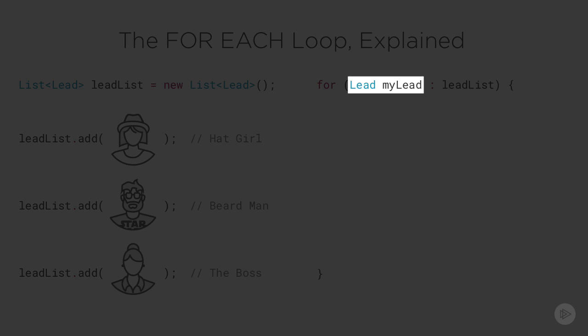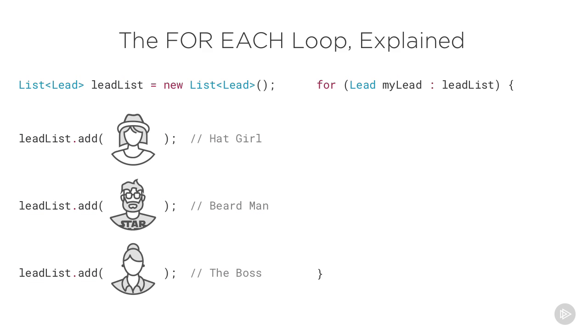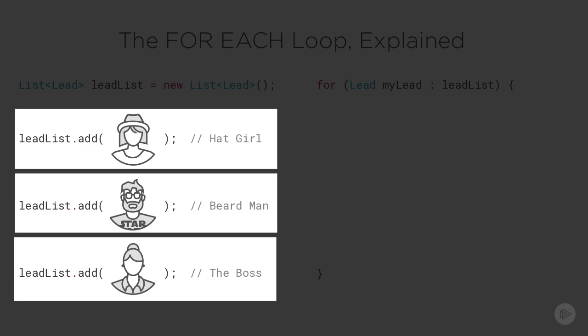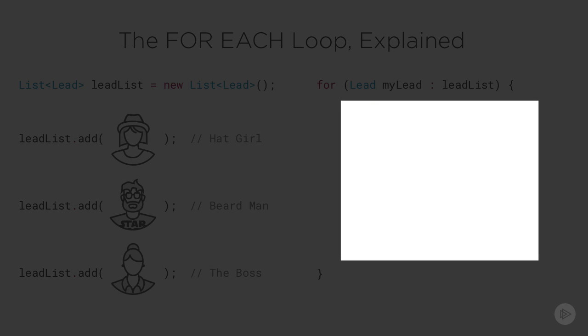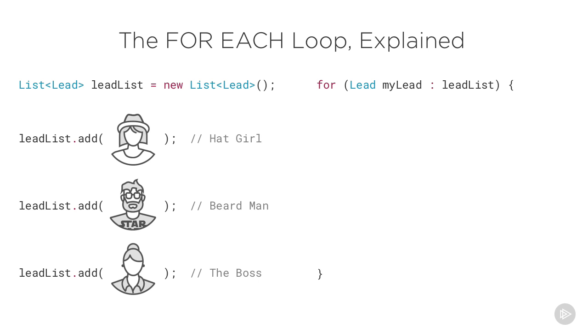The variable we're creating on the left must be the same data type of each record in our collection. That's because for each record in our collection, we'll assign it to this variable, run the code in our loop, then move on to the next record in our collection and repeat.